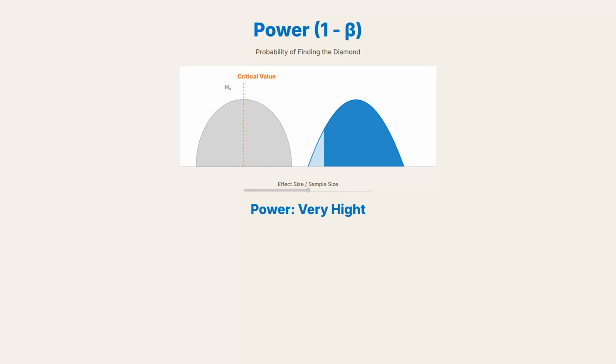If you have low power, you are running experiments that stay inconclusive even when you are right. That is a waste of time. You generally want power to be at least 80%. If it's lower, you need to either get more data or look for a bigger effect.